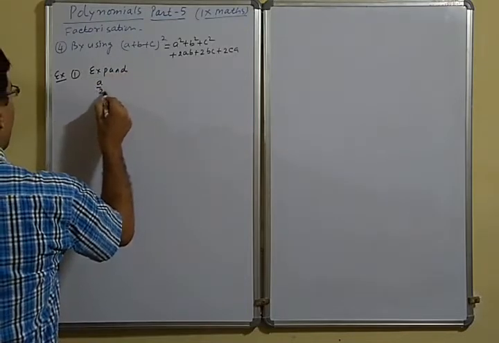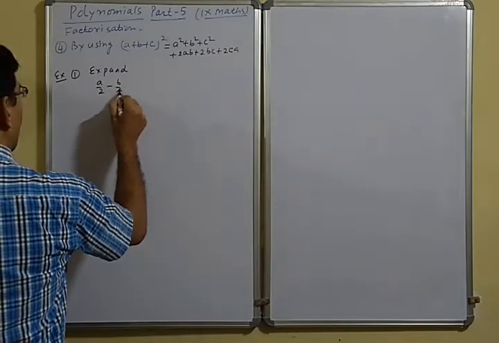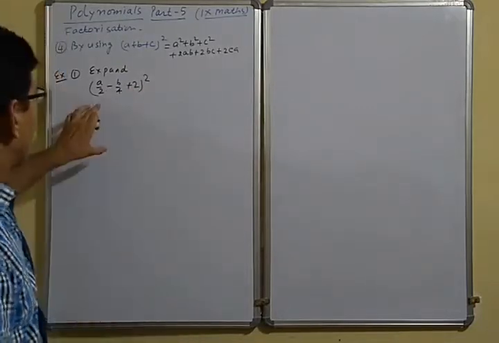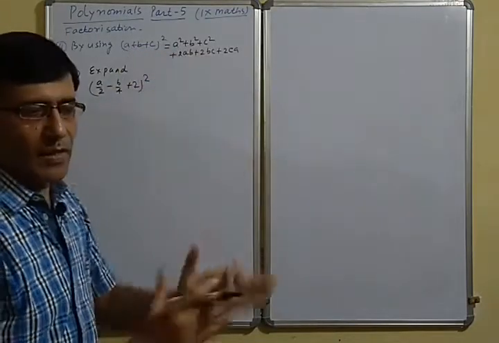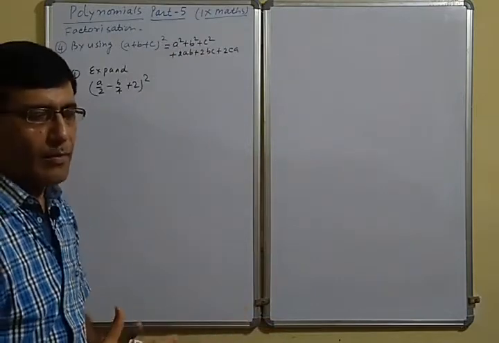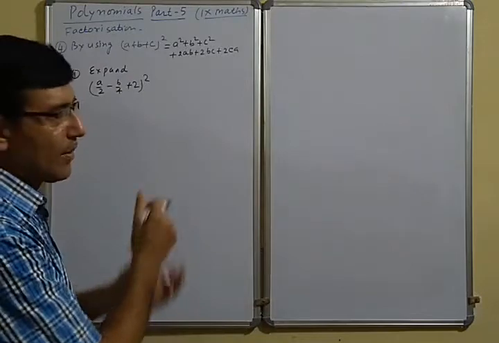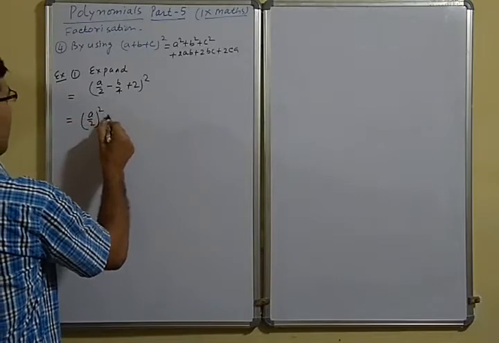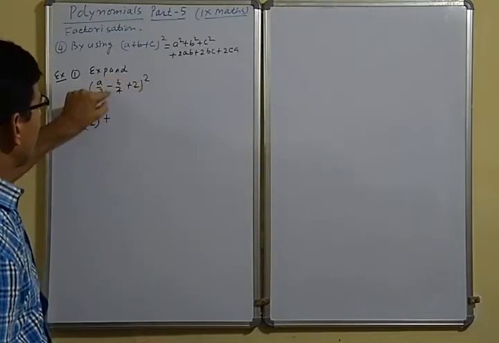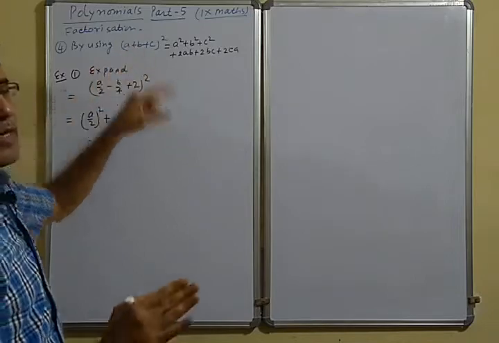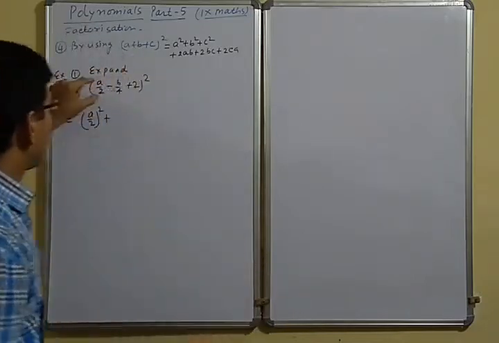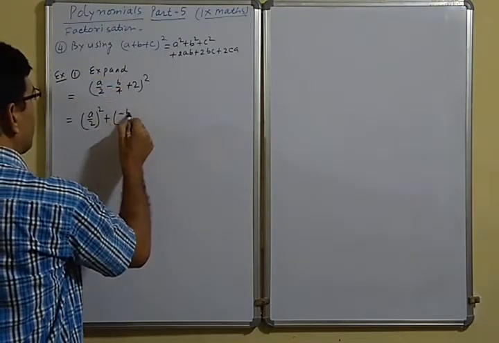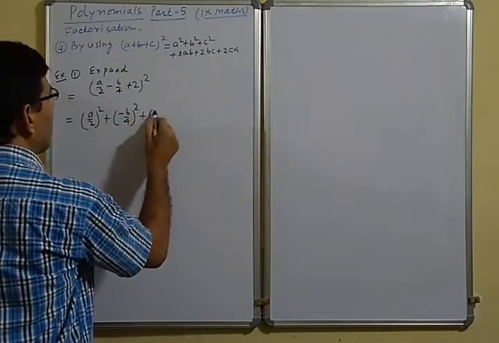(a/2 - b/4 + 2) whole square. You have to expand it. So here it is a, b, c. We'll mention the formula on the right hand side. We'll write the formula (a + b + c) whole square, and after that we'll apply it. So this is a square, (a/2) whole square, plus b. B means here it is minus b/4, because in the formula it is written a plus b plus c. So a is a/2 and b is what? Minus b/4. So plus (-b/4) whole square plus c square, means 2 square.